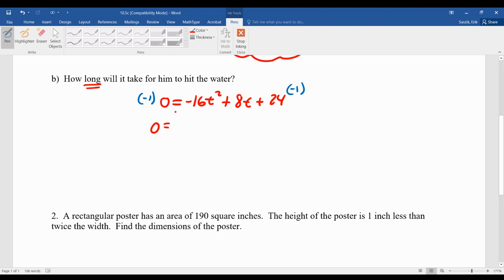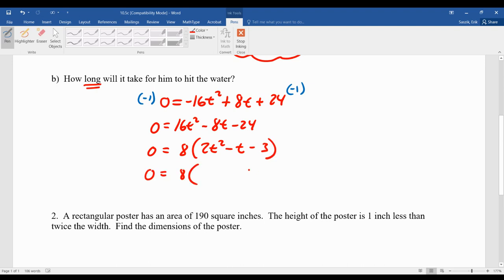Now, negative 1 times 0 is still 0, but this is now going to be 16t squared. But now I have to multiply everything over here by negative 1. So that's minus 8t, and that's minus 24. Now we can go about and solve. Take out the GCF. The GCF here is 8. So we're left with 2t squared minus t minus 3. Now we have to set up our double parentheses.